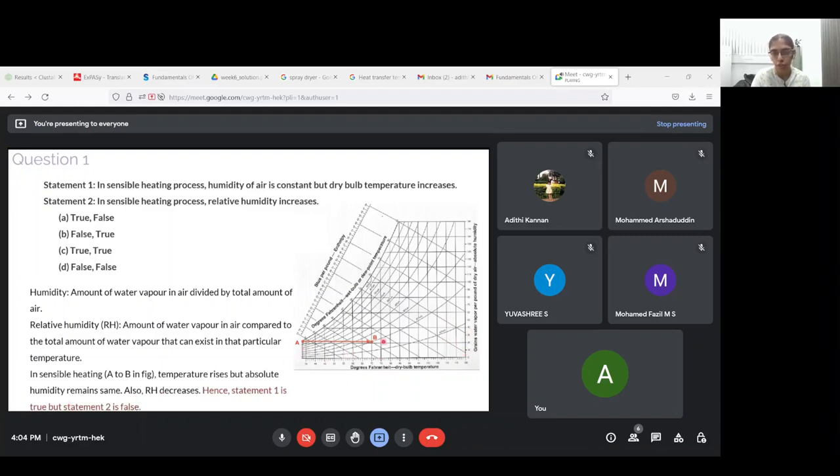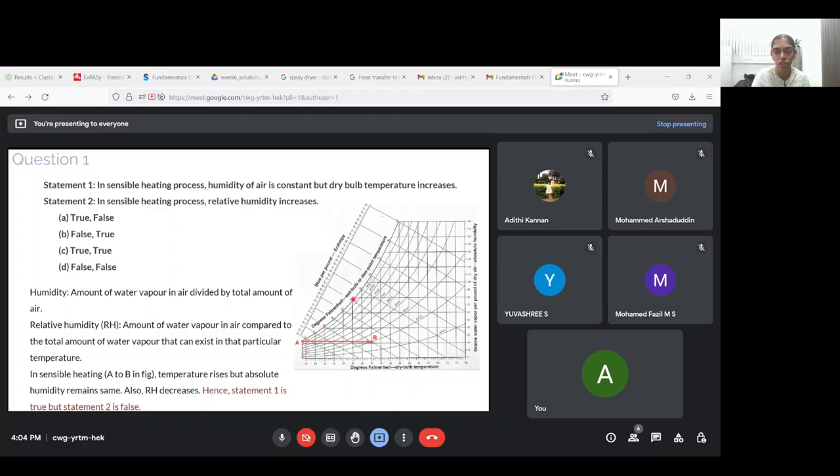But if you go from A to B, you can see the curved line. I mean, you're going from one curved line to another curved line here. So what starts from 100% here in A is going all the way till somewhere around 20%. So these curved lines actually represent the relative humidity. So in sensible heating, although your humidity remains constant, your relative humidity actually decreases.